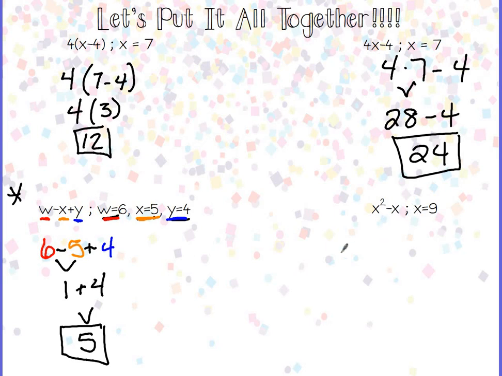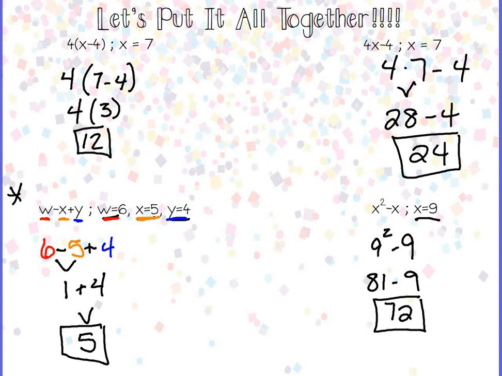Here, I'm back to having one variable, but I have that one variable multiple times. So I'm going to substitute 9 in multiple times. So I have x squared, so this becomes 9 squared minus x. So I substitute in 9 again for that x. So even though there's 2 x's, it doesn't matter. I'm still putting in 9 for each of them. Here I have to do the exponent first, so 9 squared is 81 minus 9 gives me 72.